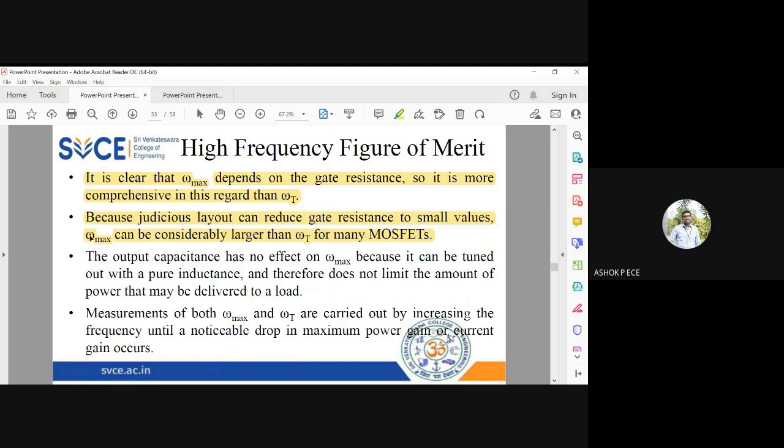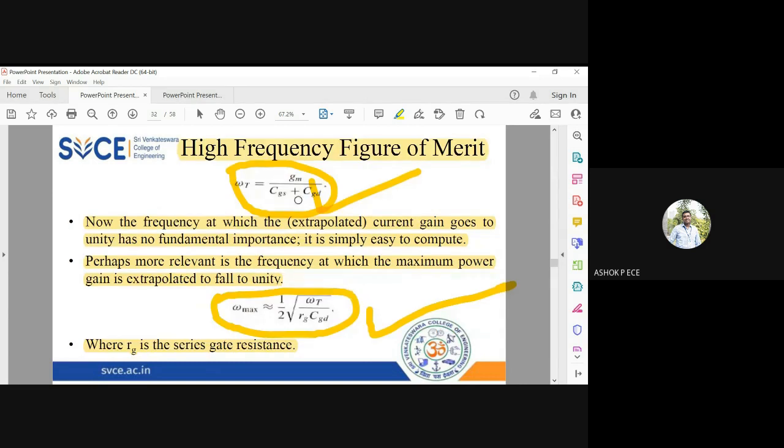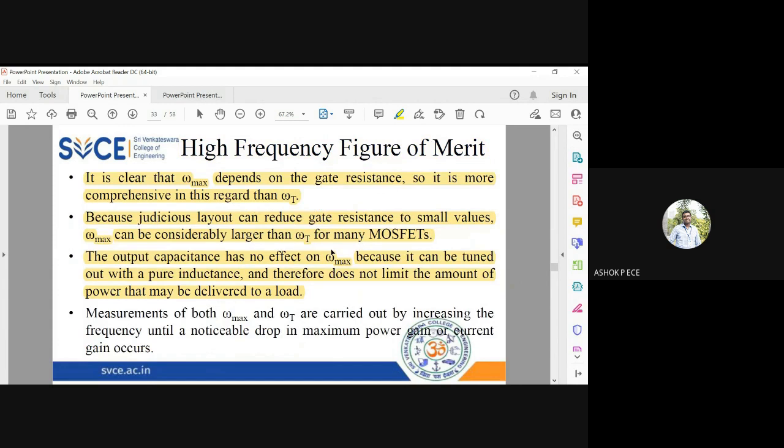How to maximize the value of these two frequencies? The output capacitance has no effect on omega max, but it can be tuned out with a pure inductance and therefore does not limit the amount of power delivered to your load. In both expressions, you see the output capacitance does not play a role. It is all the capacitance between the electrodes or between the regions. That is a very good sign, since maximum power can be delivered to the load without the effect of the capacitances.